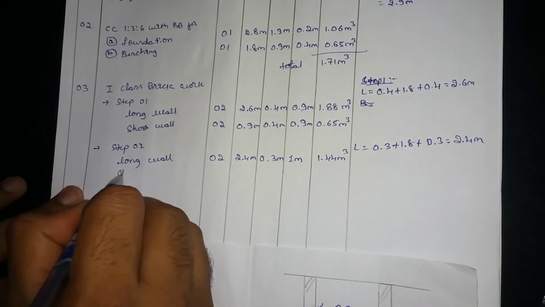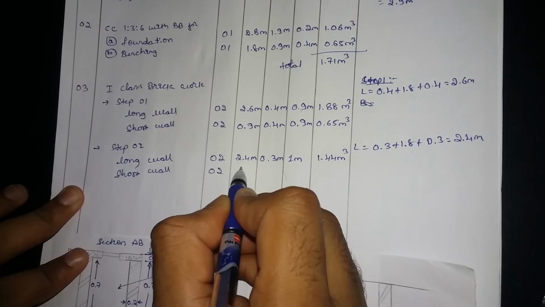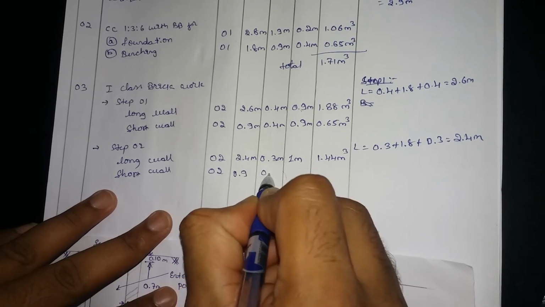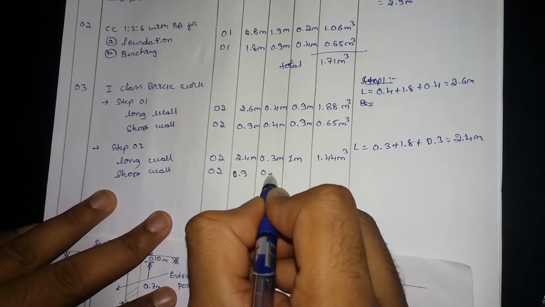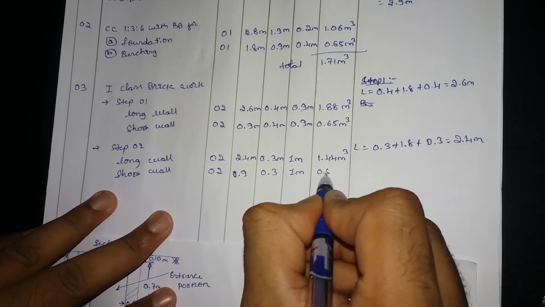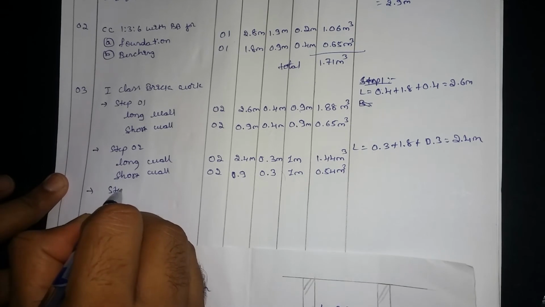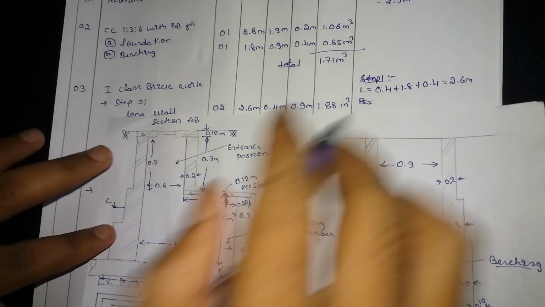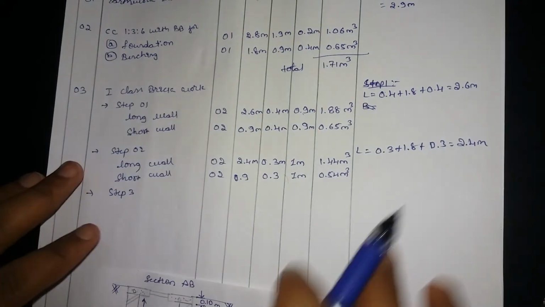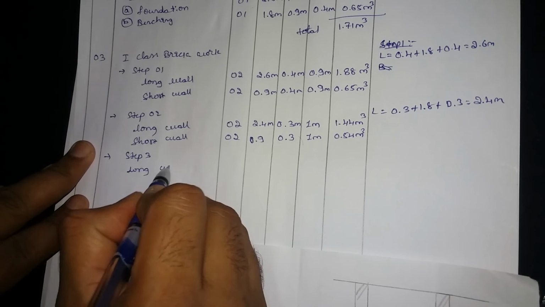Similarly, for the short wall, number of walls will be 2. Its length will be 0.9, its breadth will be 0.3, and depth will be 1. If I multiply all this, you will get 0.54 meter cube. Similarly, go on finding for step number 3. What is step 3? This is your step 3 wall, right? Now we'll find out by using the long wall method.